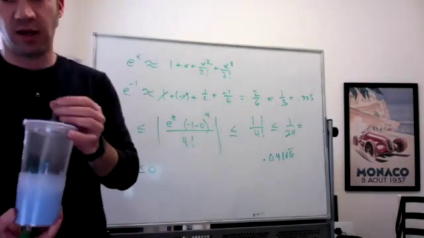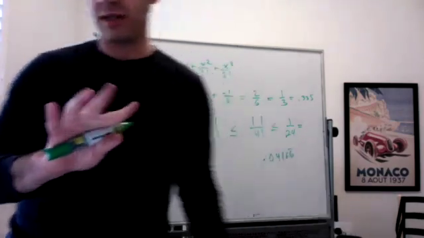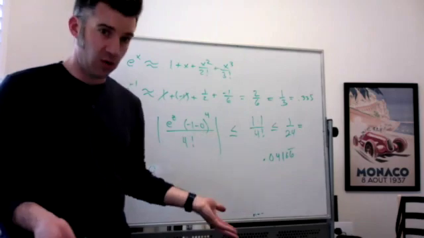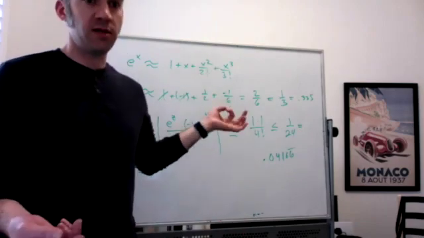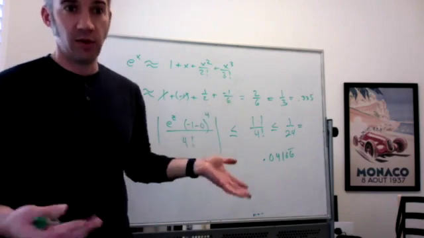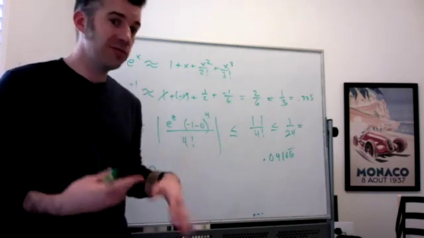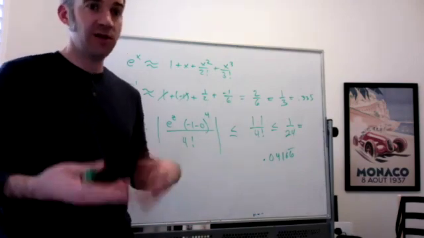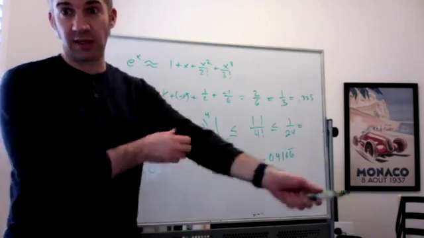So the other thing we can do, there's usually two styles of error questions. There's either, for this approximation, what is the most the error could be, or how many terms do we need in our approximation so that the error is less than some threshold. Let's look at some examples.